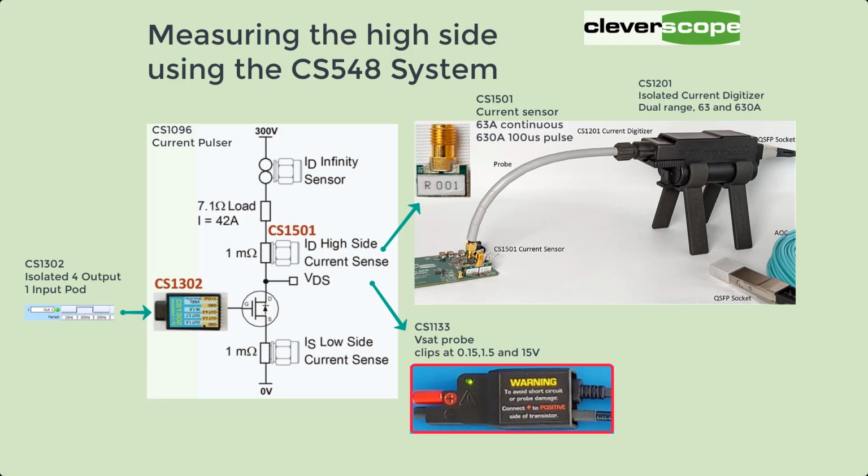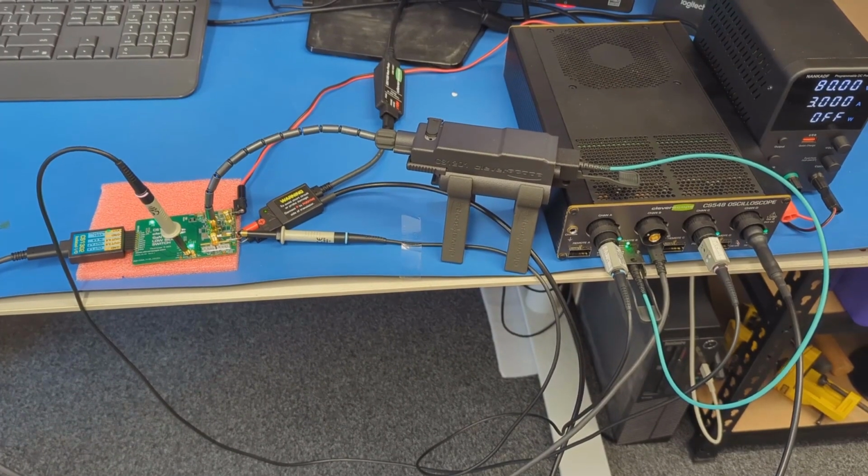In addition, we'll be using the CS1133 VSAT probe to measure the saturation voltage across the transistor and a standard 100 times probe to measure VDS. Both of these measurements can be in the low or the high side. The CS1302 isolated digital 4-output, 1-input pod is used to drive the transistor. We use Pulse Builder to make the pulses. Here are all the connections.